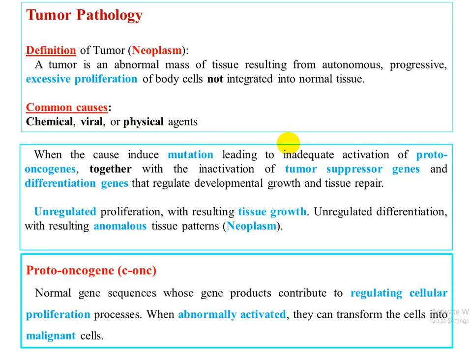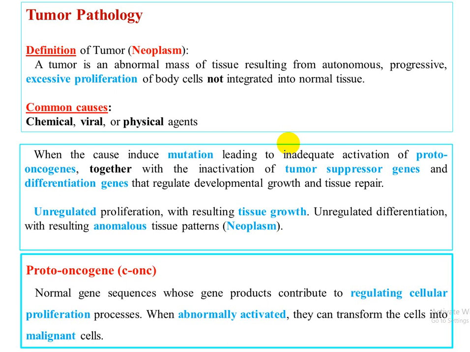Definition of tumor or neoplasm اللي هو more scientific. A tumor is an abnormal mass of tissue resulting from autonomous progressive excessive proliferation of body cells which are not integrated into normal tissue. يعني uncontrolled proliferation of cells forming an abnormal tissue mass isolated from the normal tissue from which it arose.